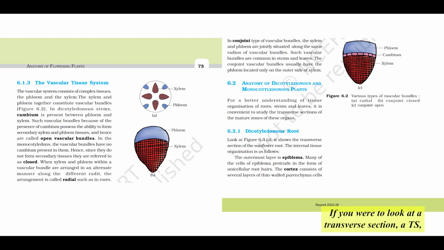If you were to look at a transverse section, a TS, of a mature dicot root, you'd see a highly organized internal structure. Let's move systematically from the outside inwards. The outermost layer is called the epiblema. It's a single layer of cells. Many of these cells extend outwards to form those delicate unicellular root hairs we talked about. And as we know, these are absolutely vital for maximizing water and mineral absorption from the soil.